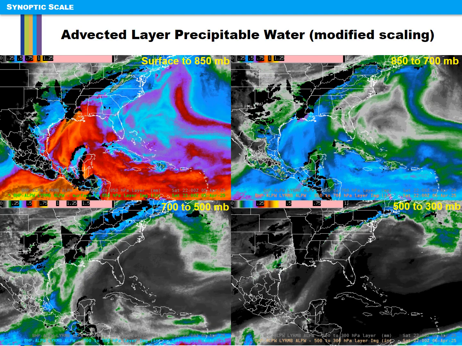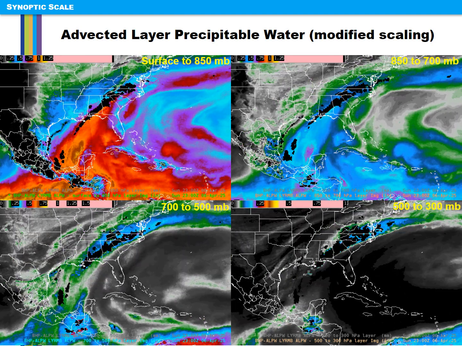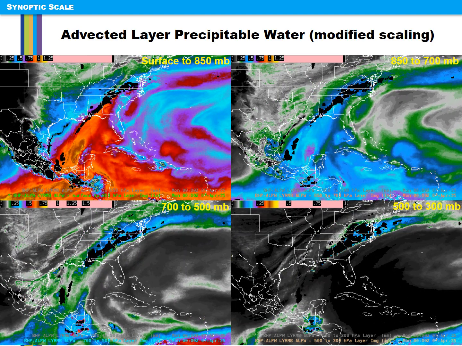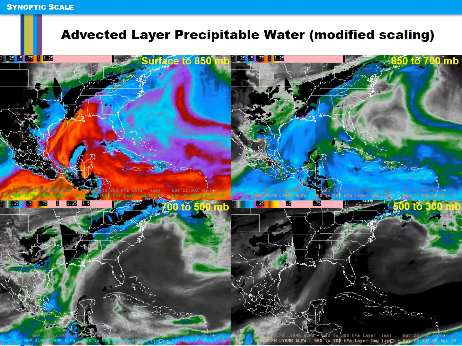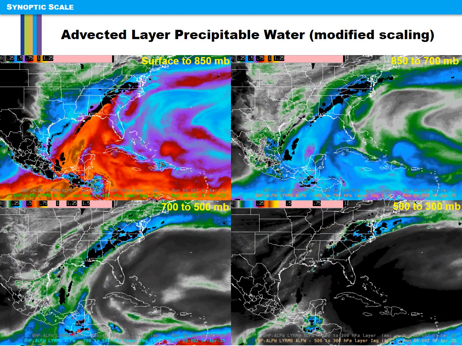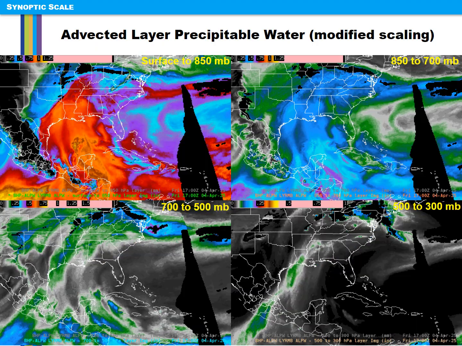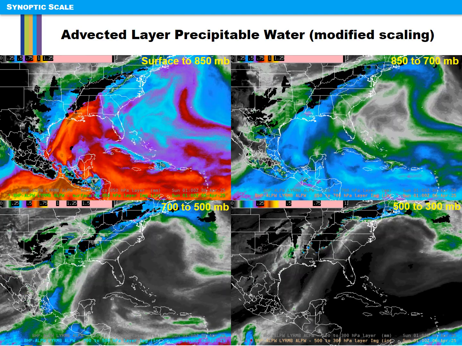Reducing the upper limit of the range will make more features readily visible as they extend into more colors. In this example, we've modified the data range of the 700 to 500 millibar layer to be 0 to 2 inches, and the 500 to 300 millibar layer has been changed to 0 to 1 inch. Notice how much easier it is to see moisture patterns at the upper levels. These can be important to identify in terms of enhancing precipitation efficiency with deeper moisture.